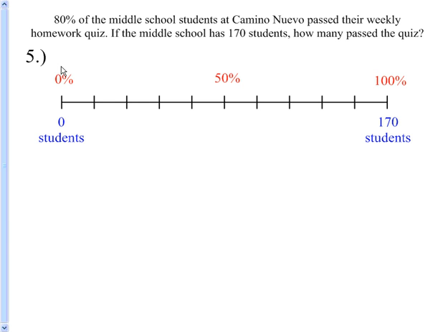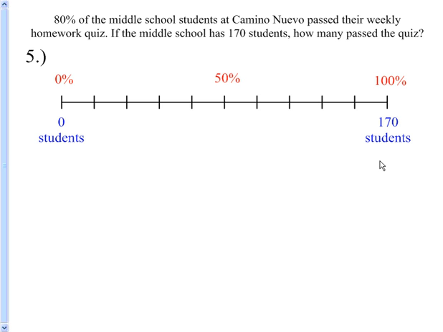Here we can see it has two different marks. At the top, it's divided into percents, from 0%, 0 students, all the way up to 100%, which is all of the students. And at the bottom, this is the actual number of students, 0 students here. The total number of students that we know from the question is 170 students. So 100% of the students is 170 actual people.